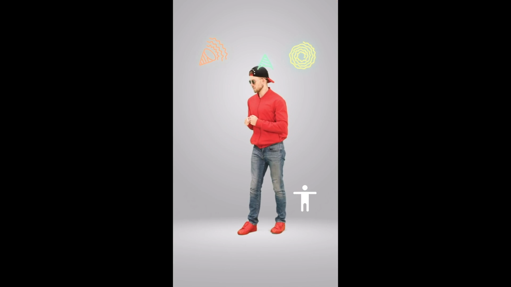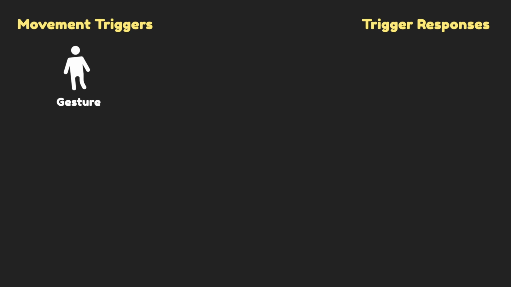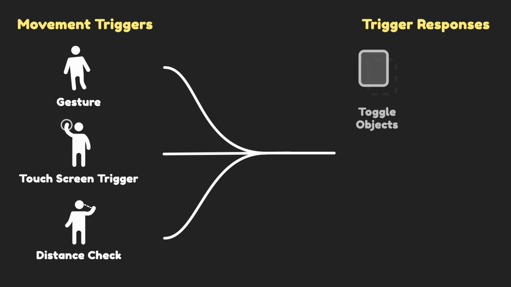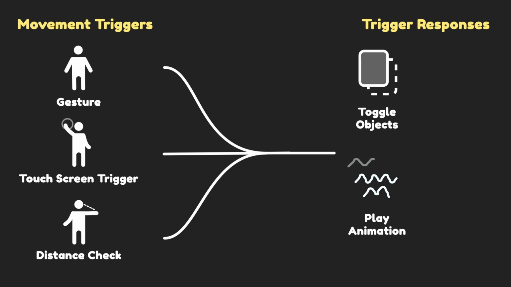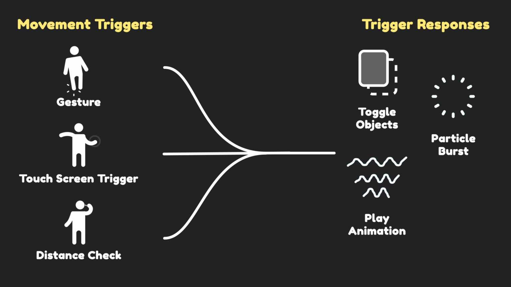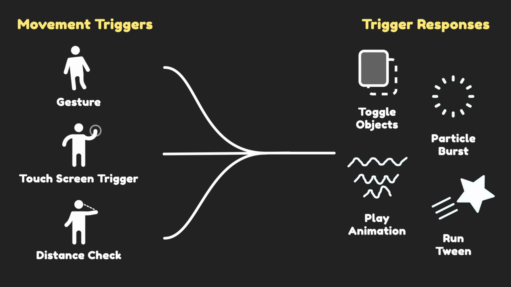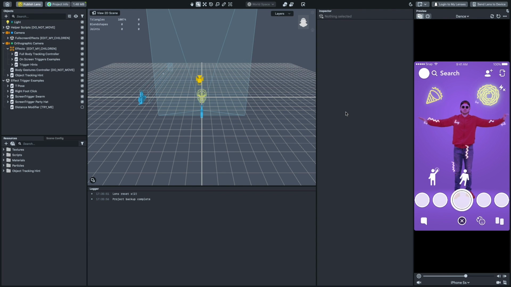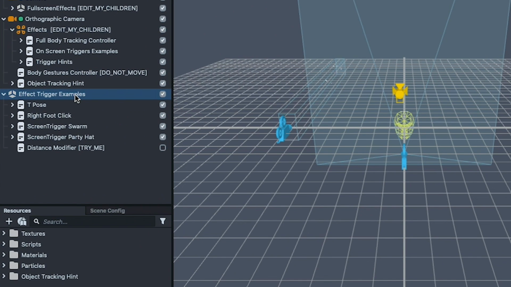The full body trigger template allows you to use custom gestures, touchscreen triggers, and check distance between 2 points to trigger effects such as toggling objects, playing animated textures, setting particle bursts, and running tweens. There are a few examples of triggering effects in the template. You can check them out under Effect Trigger Examples.